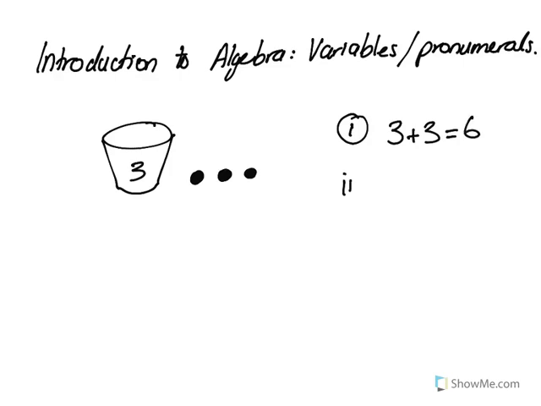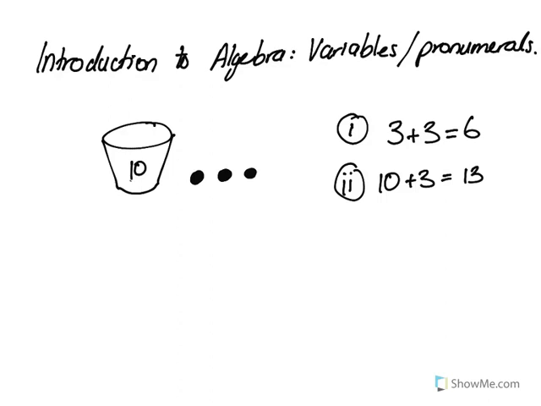For example 2, let's change it up a little bit. Let's say that there were 10 marbles in the cup. What would the total number of marbles be? Well, it would be 10 in the cup plus the 3 on the floor, which is equal to 13.